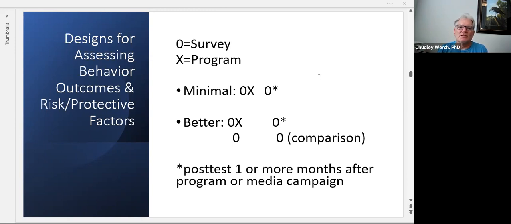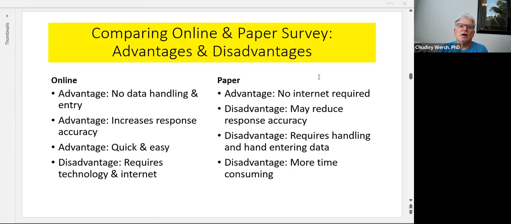Okay, those are a couple of designs. In terms of your surveys, you've got 2 options for your pre-post surveys: a paper version and an online version. Look at the left-hand column. There are some real important advantages to the online. No data handling, a huge advantage in terms of time and effort. It probably increases the quality of the implementation because youth will feel more confident, give less socially desirable and more accurate answers, because they know it's more confidential, quick and easy.